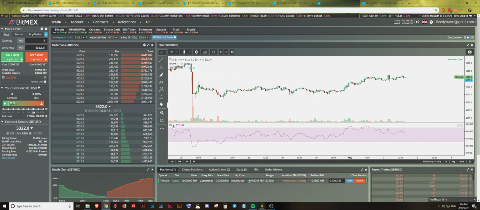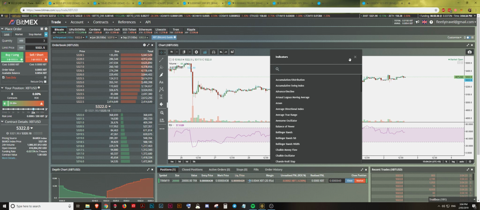I've added RSI as that's a tool that I use. You can add that in indicators. Here, you can add your RSI or something like that if you know how to use those. If not, seek out some education about that.